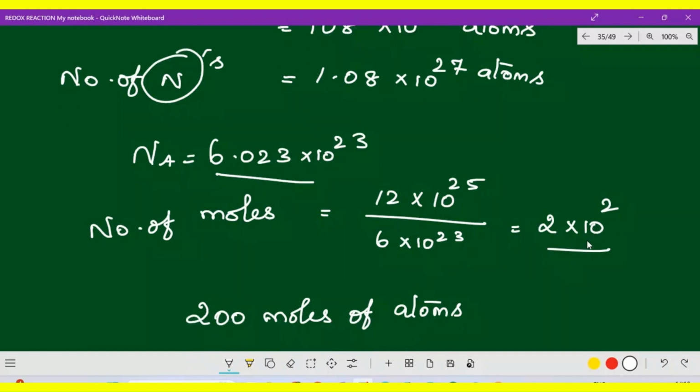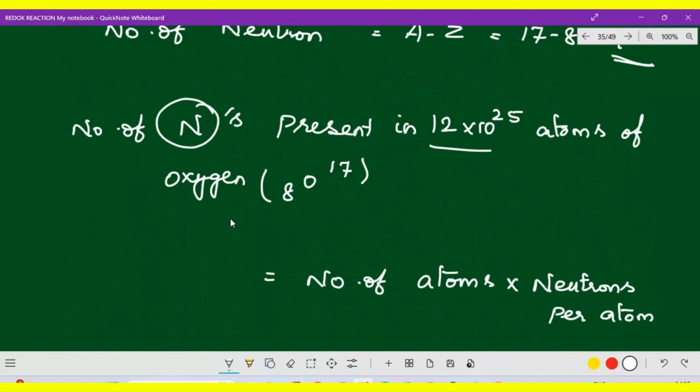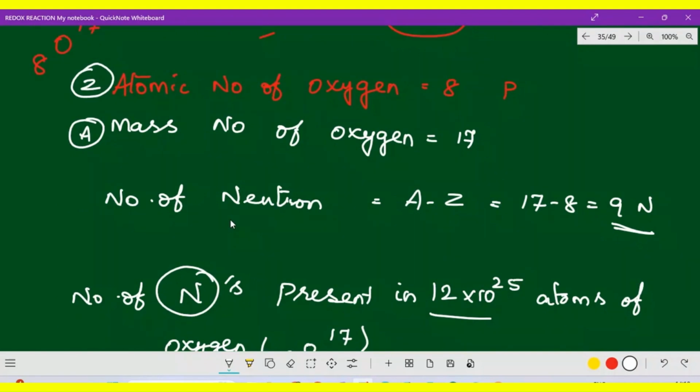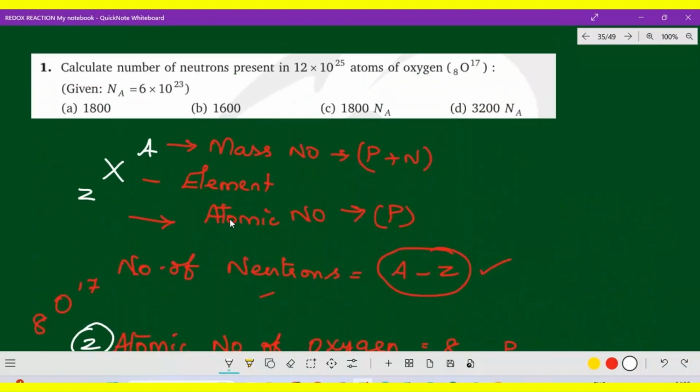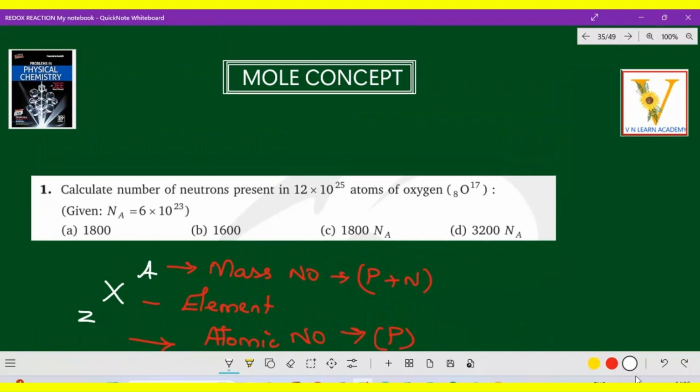So 2 into 10 to the power of 2, you're getting 200 moles of atoms. Then finally you're getting 1800. So 1800 is the answer. 1800 of what? Avogadro number, right? Hope you got the clarity. Now let's go to the next question. The answer is 1800. Got it? Okay, let's go to the next question.